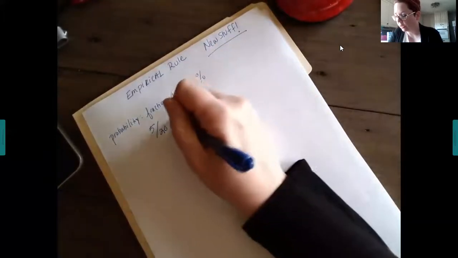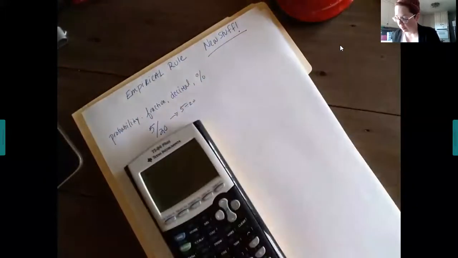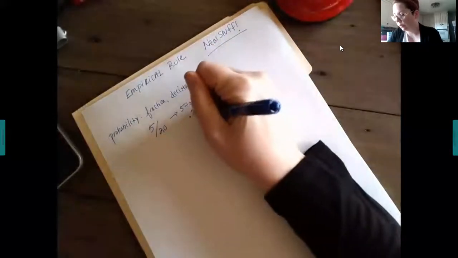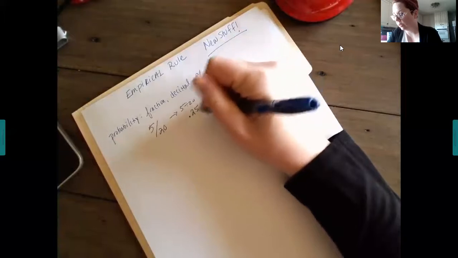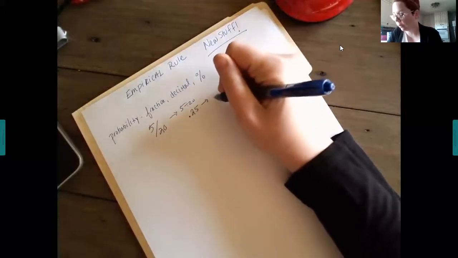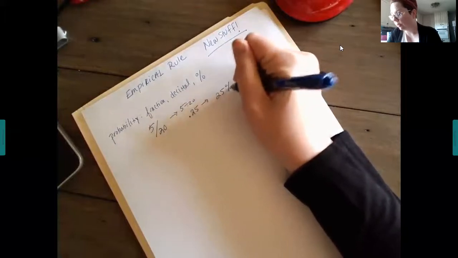And then we change it to decimal form. We take 5, we divide it by 20. Make sure I don't screw this up. We get 0.25. So decimal form, 0.25. Percent form, you always take that decimal and move it over 2 spaces because we multiply by 100. So move it, 25%.